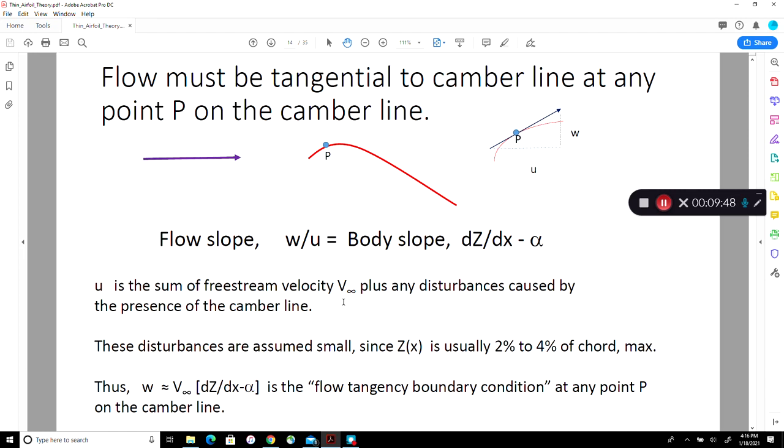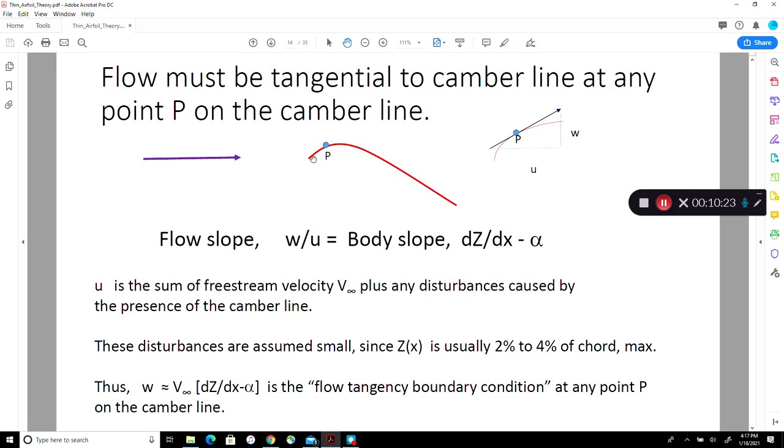Now, because the camber line is of very, very small magnitude, dz dx is very, very small. z of x is typically 2 to 4% of the chord. So if the chord is 1 meter, the maximum deviation from the chord line to the red line is going to be 2 centimeters to 4 centimeters. Therefore, the slope is likely to be very, very small, like 0.01, 0.02, 0.05, something like that. Second, very small number. Alpha is also small.